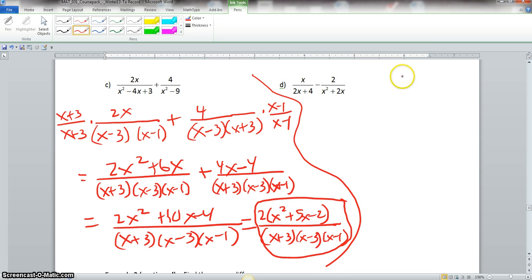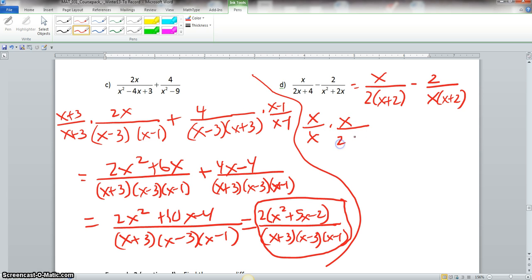We factor these denominators. So we will have x over, we factor out a 2, we have x plus 2, minus 2 over, we can factor out an x, and we will have x plus 2. Now the only difference between this denominator and this denominator is that this has an x. So we know we'll multiply this numerator and denominator by x. So we have x over x times x over 2 times x plus 2. Now this is minus 2 over x times x plus 2.